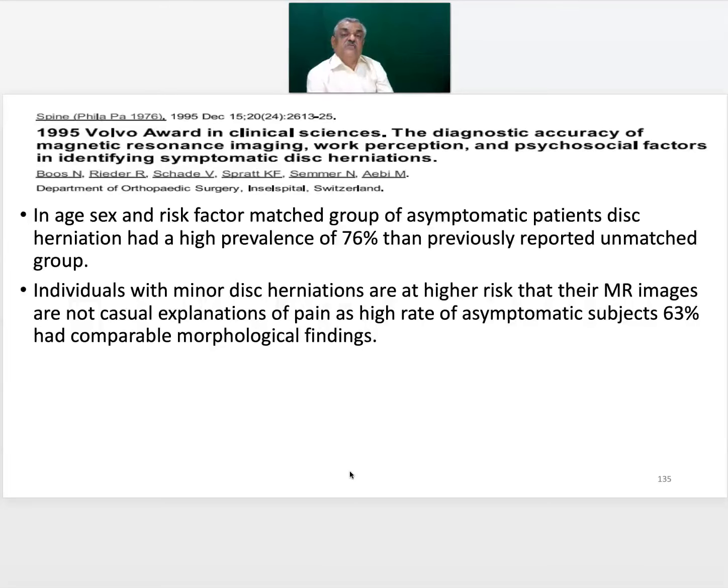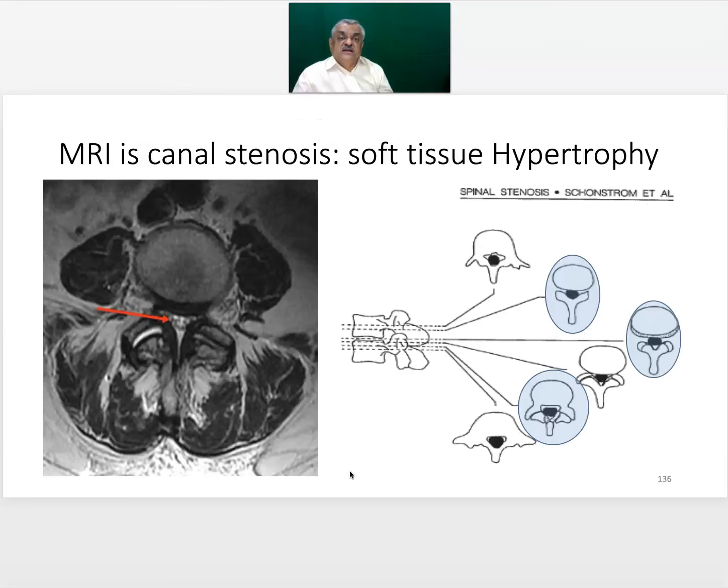63% had comparable morphological findings. Now, this emphasizes the point that MRI alone is not going to help us in understanding the disc herniation and the symptom generation. Now let's talk about MRI in stenosis. Now this is a middle zone picture and this has been termed as a stenotic canal.